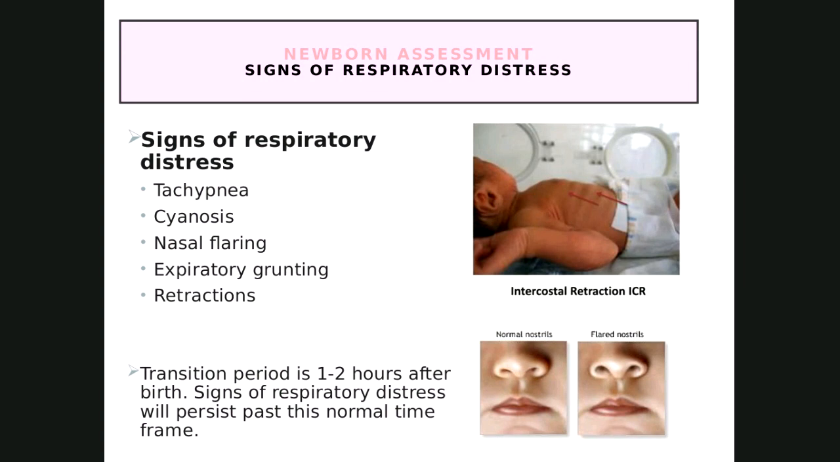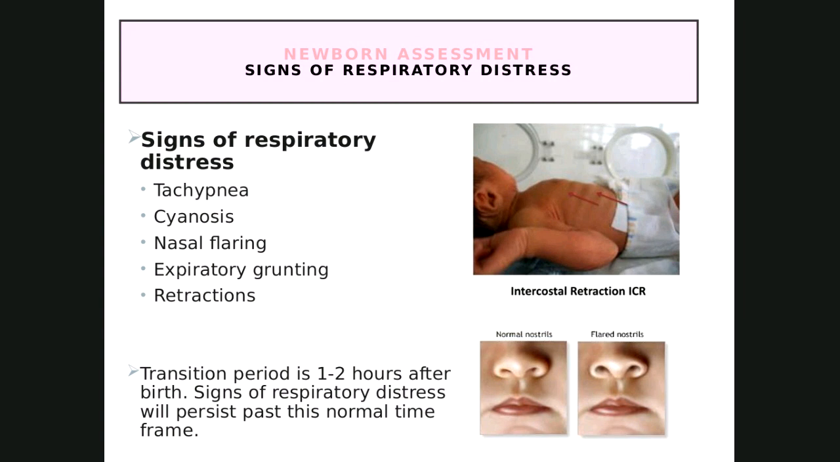Okay, so the transition period for newborns, when they're born, to try to figure out how to go from intrauterine to extrauterine life and breathe, is about 1 to 2 hours after birth. So these are babies that are having trouble transitioning, and they're having trouble breathing. Again, that transition period is about 1 to 2 hours, and what that means is you might see signs of respiratory distress in that transition period.